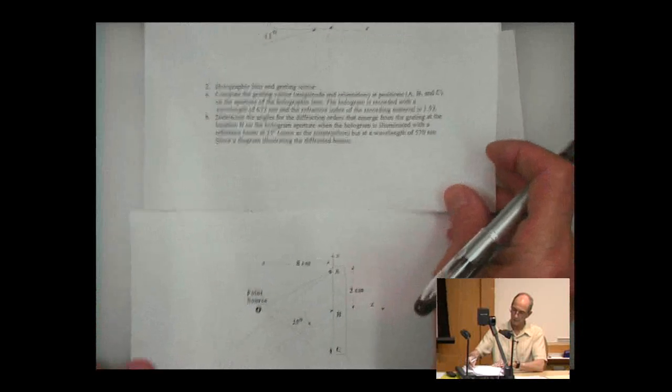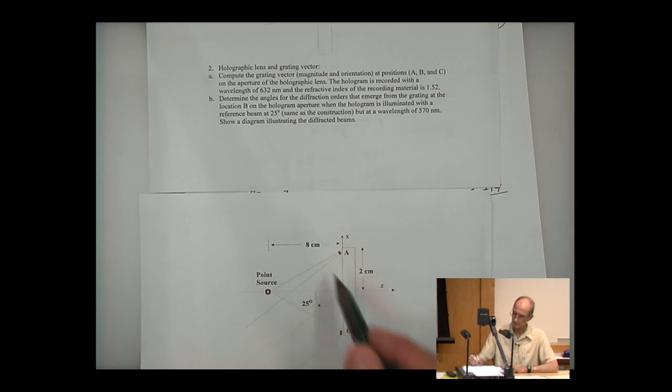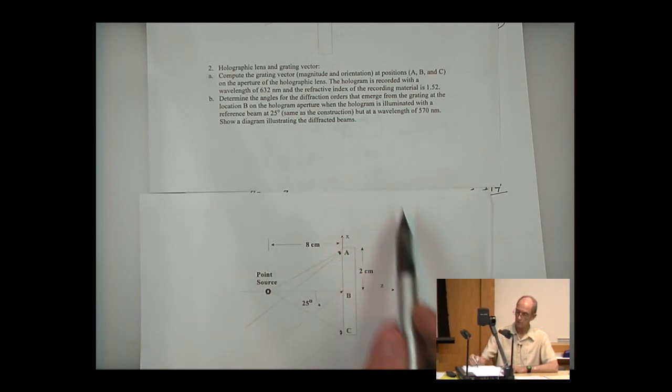And then here I have several questions on this kind of holographic lens setup. So the first part is to do some calculations for the grating vector in these different locations along the aperture, and then to use the grating equation to determine the number of different diffraction orders that you might get from these different regions on that aperture.